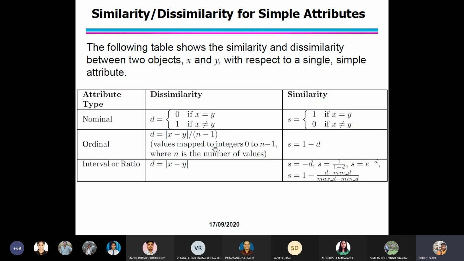Next is ordinal attributes. As I said, the ordinal attribute basically gives the order of the objects, or the order of the values.